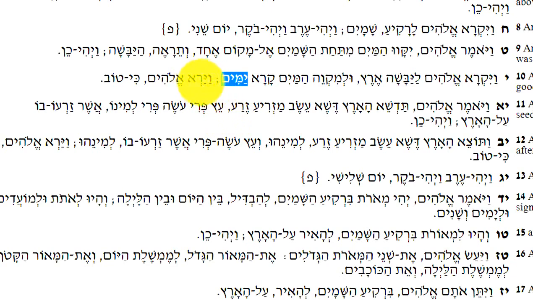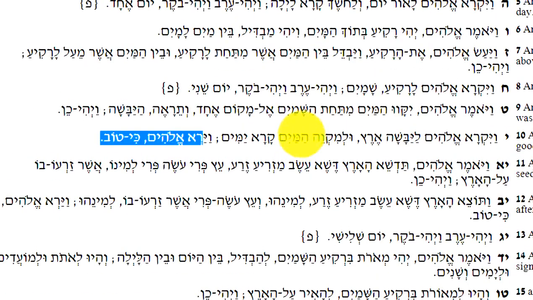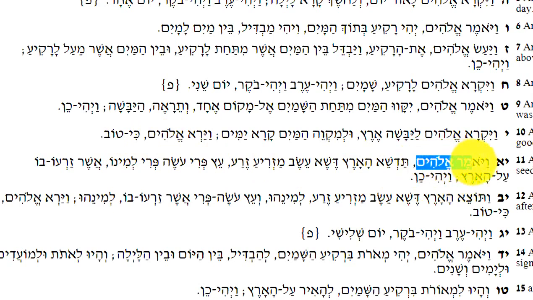Vayar Elohim, and God saw. Kitov. Vayar Elohim Kitov. Do you remember we had that before as well? On the first day. Vayar Elohim et ha'or Kitov, and God saw the light, and it was good. Vayar Elohim Kitov, and God saw that it was good. Vayomer Elohim. You should know this by now. It is, and God said.